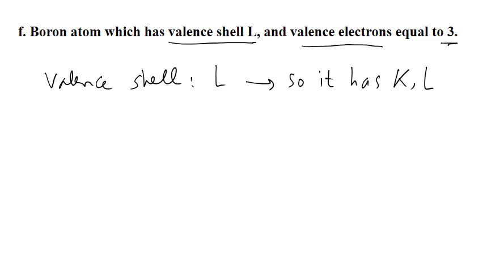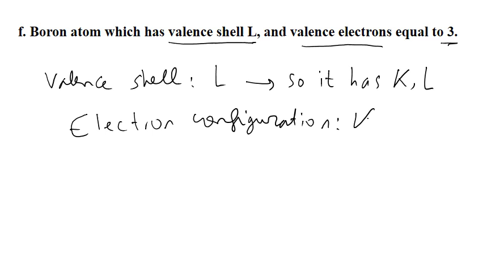And the valence electrons are 3, so where do we put the 3, on K or on L? Where do we put the 3? 2 on K and 1 on L. If you have 3 valence electrons, where are the valence electrons? On the last energy level, on this, or on this? On L.